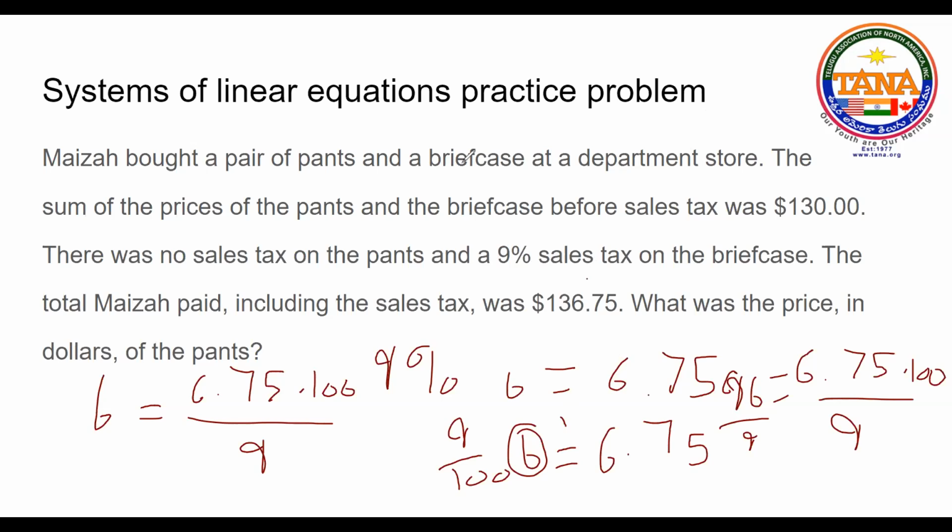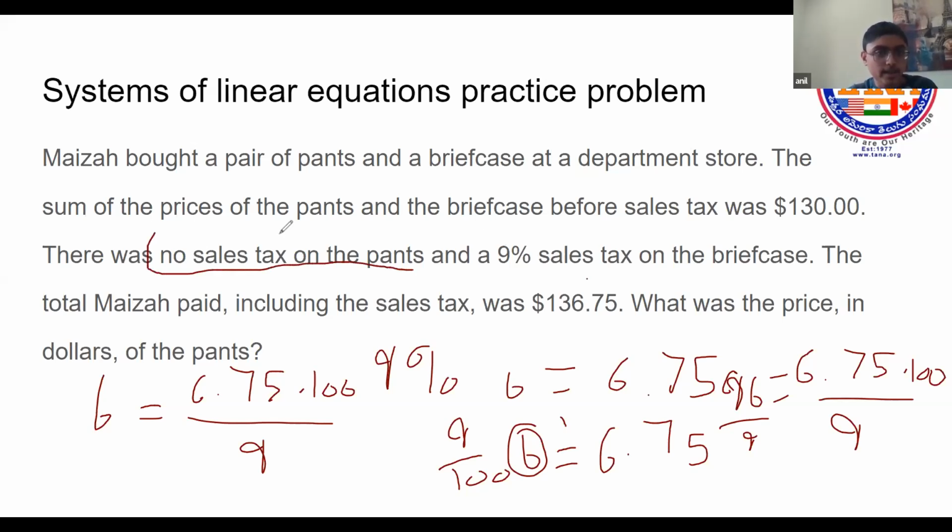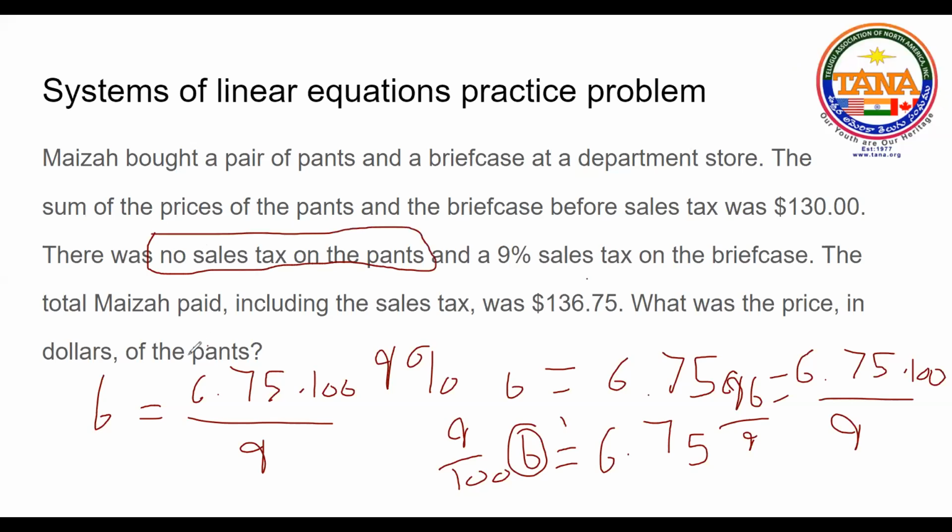So I'm asking, when we answer, do we answer with the sales tax or without the sales tax, or is that only on a briefcase? So the sales tax is only on the briefcase since it explicitly says there's no sales tax on the pants. Thank you.